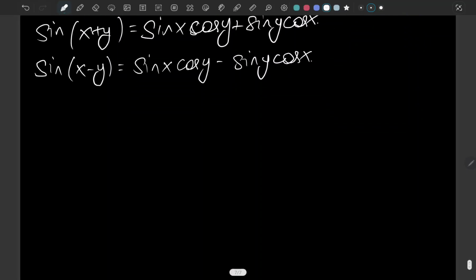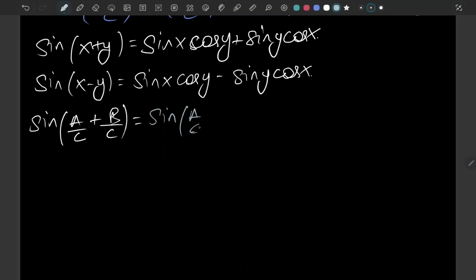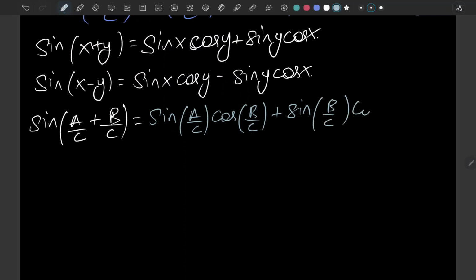So let's just use that. If we talk about sine of (a over c plus b over c), that's going to be sine of a over c cosine of b over c, plus sine of b over c cosine of a over c.